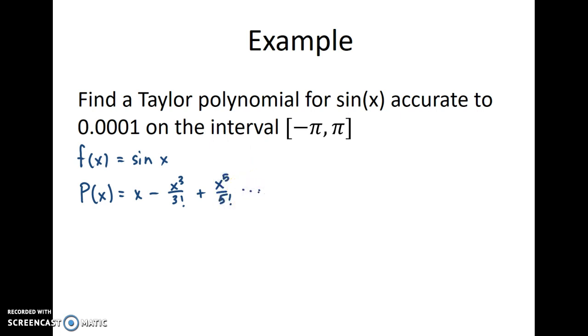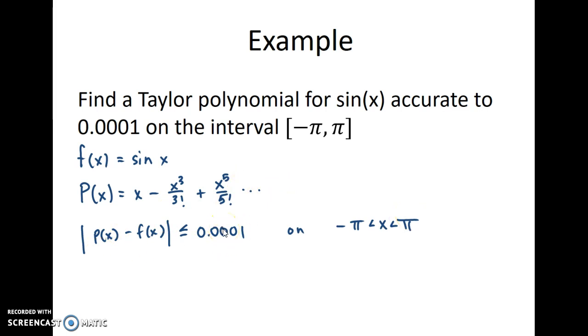And we don't know how many terms we need, but we want to make sure that if I did the absolute value of p of x minus f of x, and I'm putting it in absolute value because I only care about the magnitude of the error, I don't care about the sign of the error, if I subtract those two functions, I want to make sure that that is less than or equal to 0.0001 on negative pi is less than x is less than pi. So I want to make sure that I have enough terms that this is true.